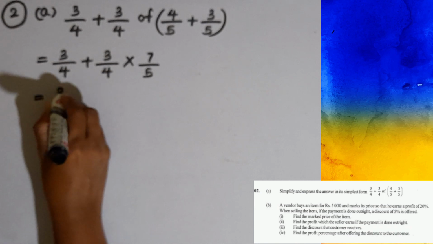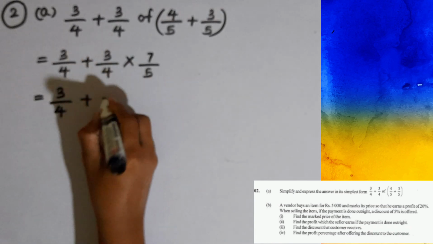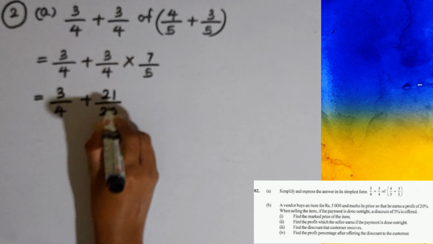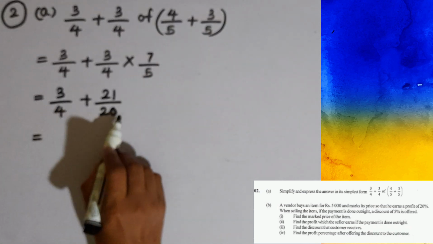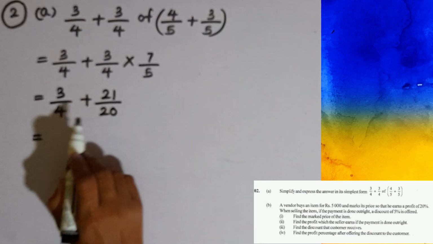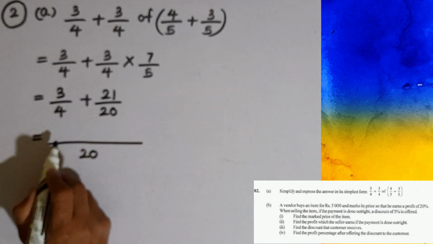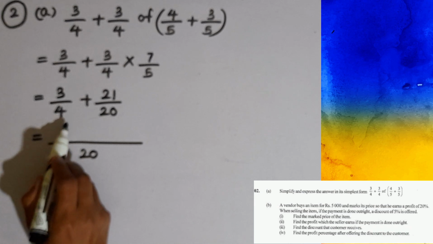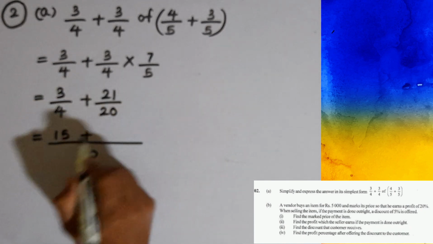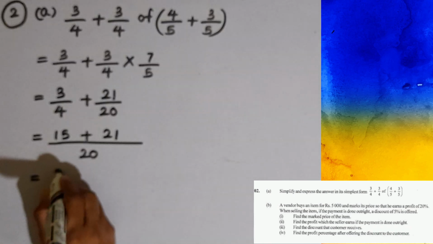Then I can write 3 over 4 plus 7 times 3 is 21. Then 5 times 4 is 20. Then we can take the common denominator. What is the common denominator of 4 and 20? The LCM of 4 and 20 is 20. So the first fraction should be multiplied by 5. 5 times 3 is 15. 15 plus this remains unchanged. Then the addition is 36.